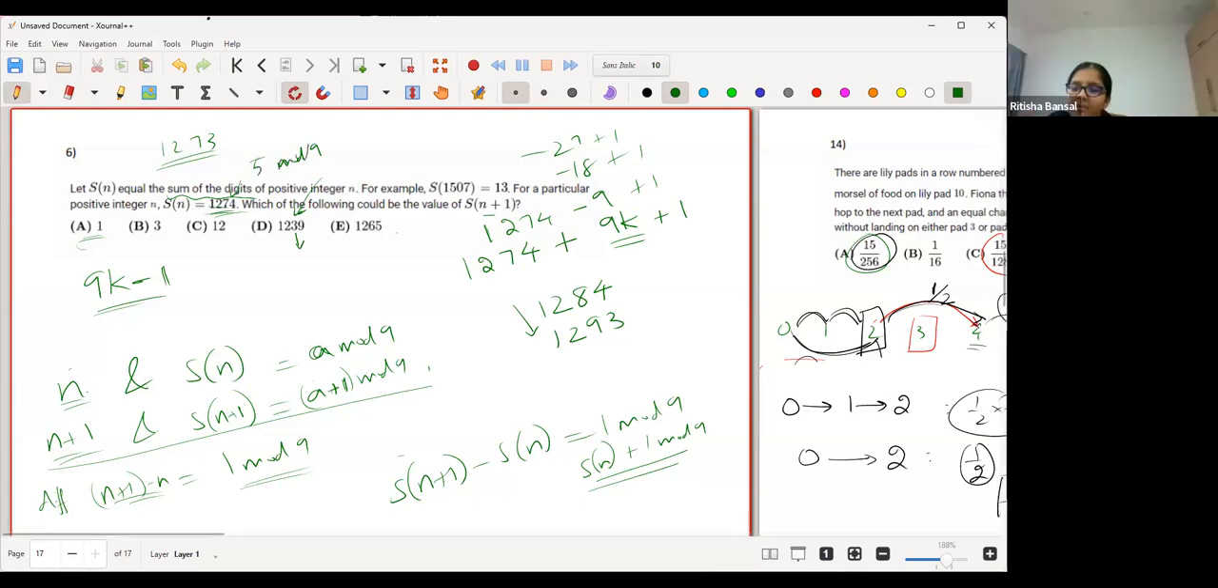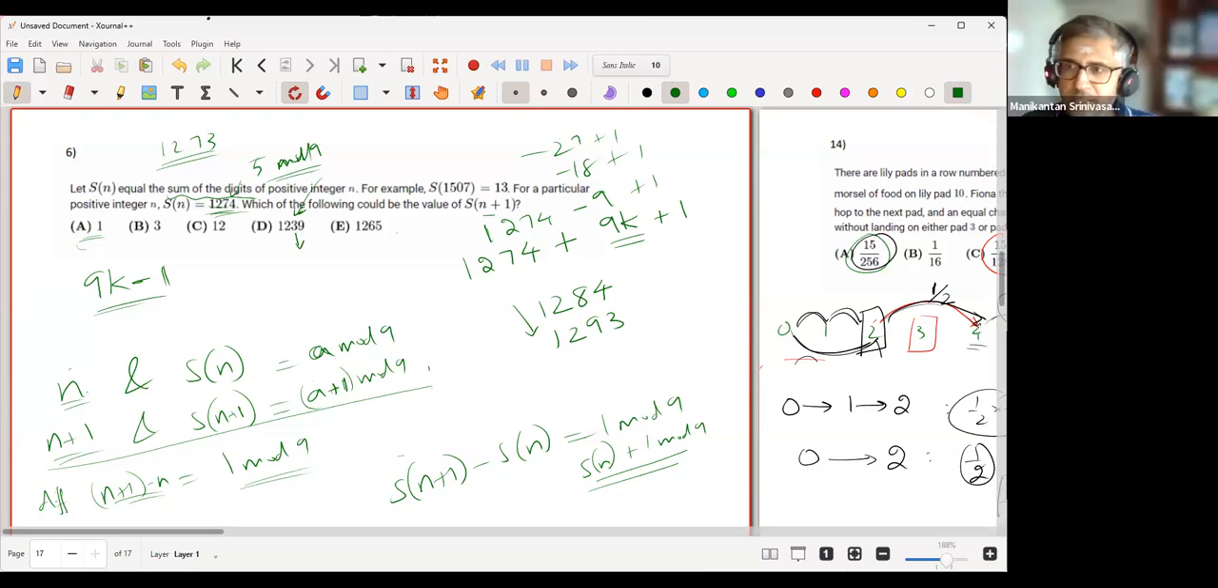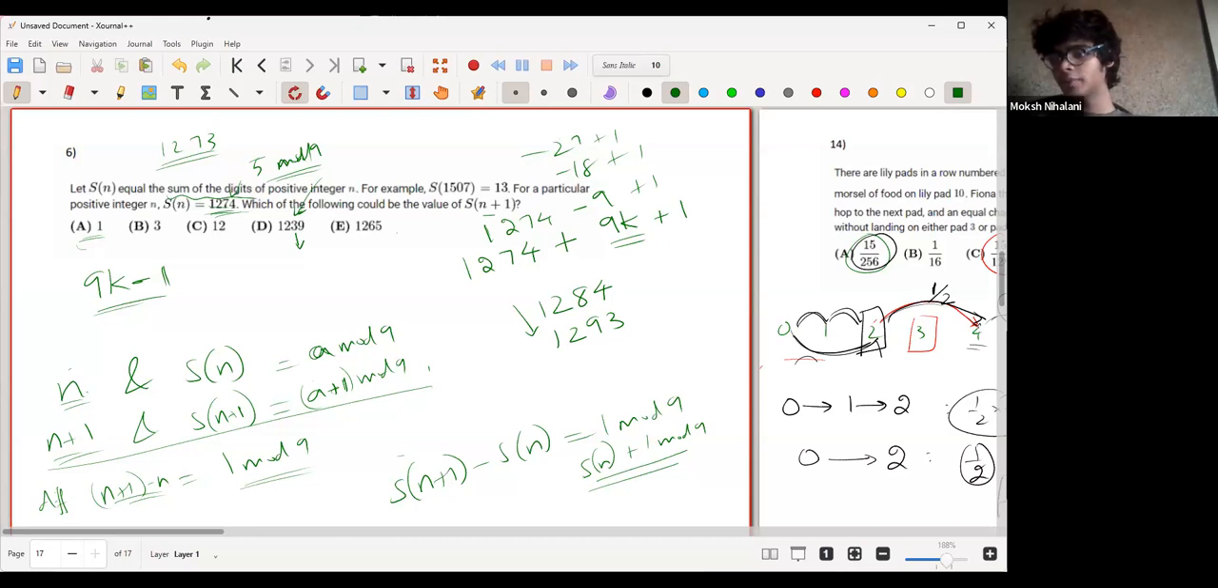It's only applicable for 9 if it's sum of digits. Yeah, sum of digits is applicable for 3 also, right? Yeah, but he is using 4 and 5, right? Who's using 4 and 5? Someone said he used 4 and 5, right? No, that was the remainder modulo 9. Yeah, that was just for this question.